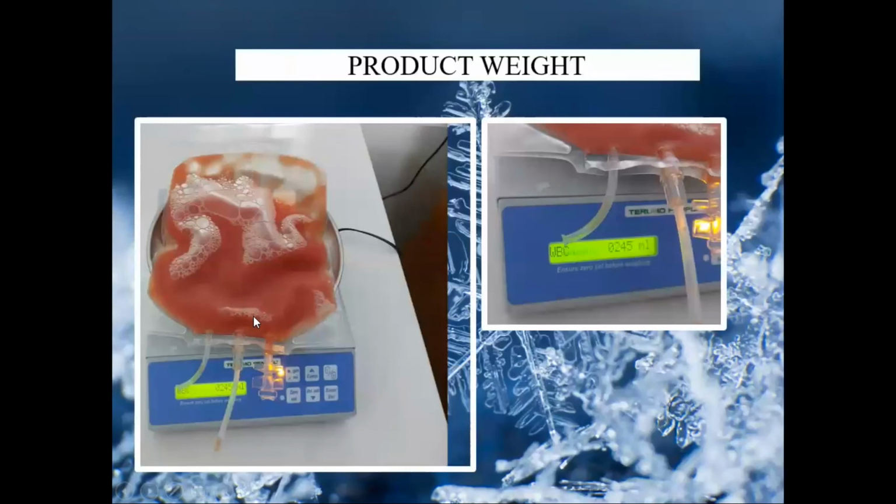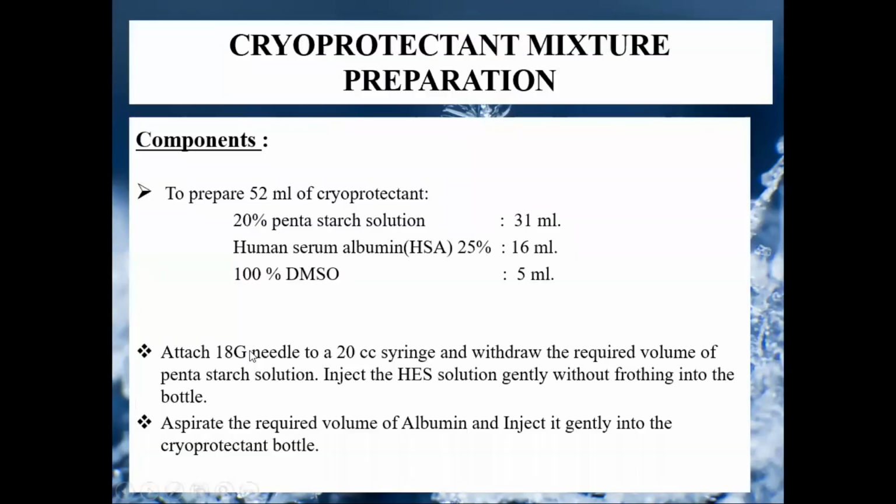And after that, you have to make sure you are weighing after stem cell collection, before keeping in the centrifuge, and after volume reduction. So this is the bag after reduction. This is the weight of the stem cells which we are having, showing 245 ml. So this is our protocol.